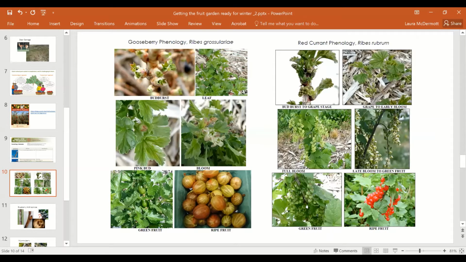The phenology, so these are pictures of both gooseberry and red currant phenology. The phenology of all these tree fruit is going to be very important for you to have a good understanding of what it means when somebody says tight cluster or the bud burst to grape stage as it does in the ribes.